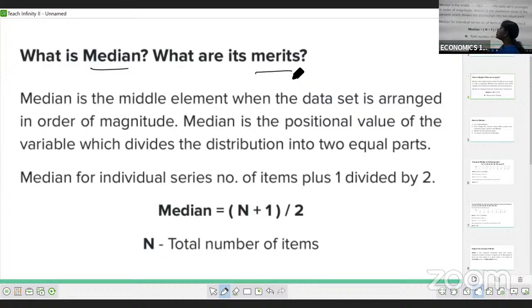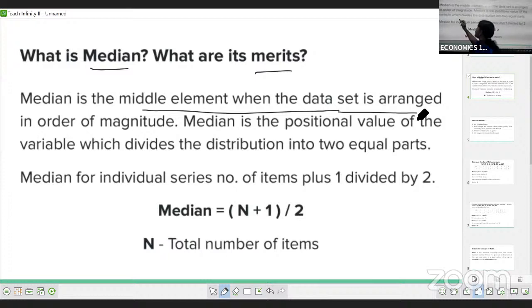Let's see what the median is. Median is the middle element of the data. It is the middle element, meaning the middle number in whatever data has been given. So in that data, the middle number, where the data set is arranged in the order of magnitude.